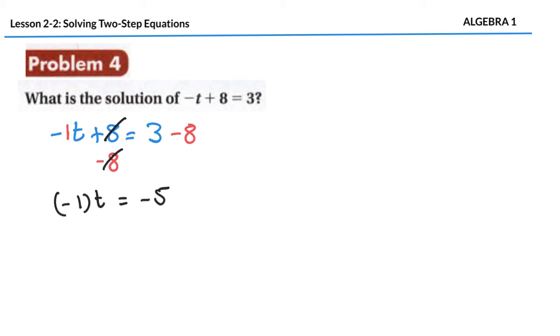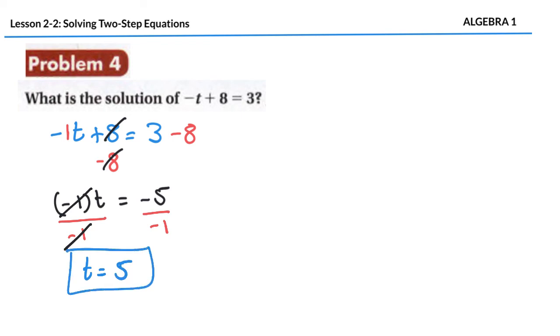Now this is negative 1 times t. How will you remove multiplication? It is by division. So we divide by negative 1 on both sides of the equation. So negative 1 divided by negative 1 cancels. We are left with t is equal to negative 5 divided by negative 1, negative divided by negative is positive, 5 divided by 1 is 5. So we are left with t is equal to 5. Wonderful.